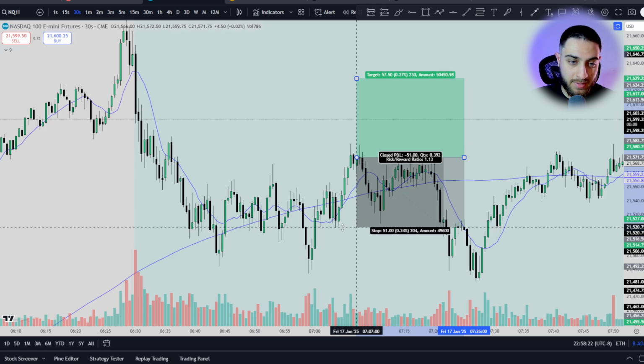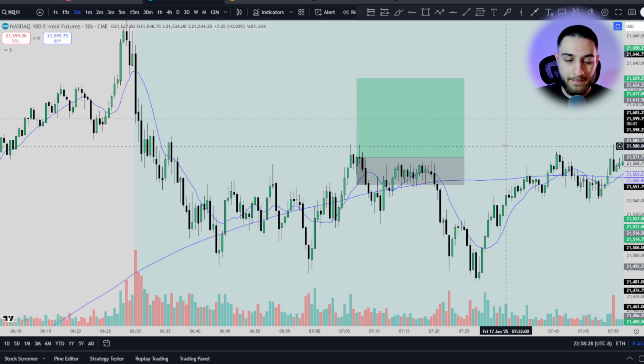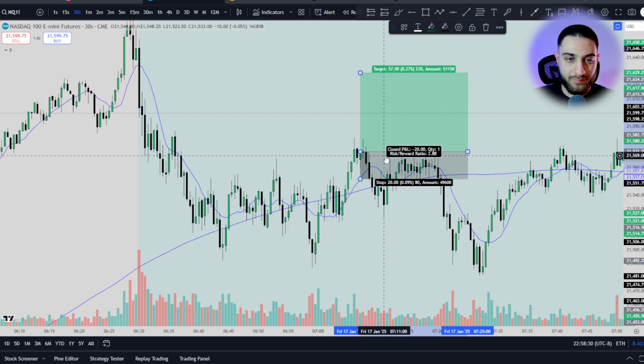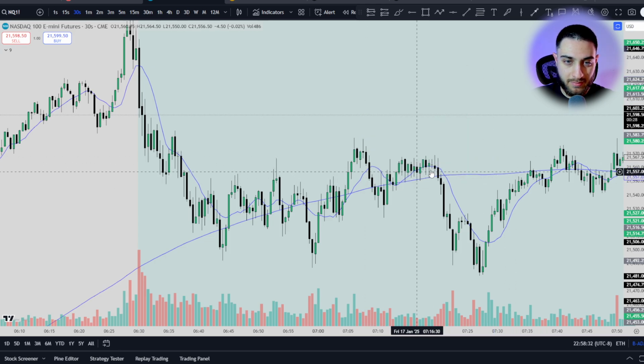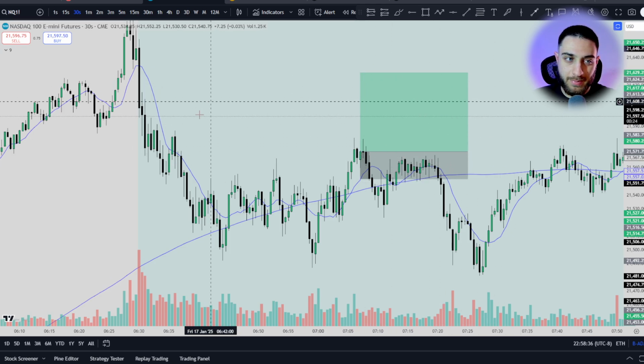Let's say my stop loss is right here. Okay, why did that just get deleted? My take profit's up here. My take profit doesn't matter.